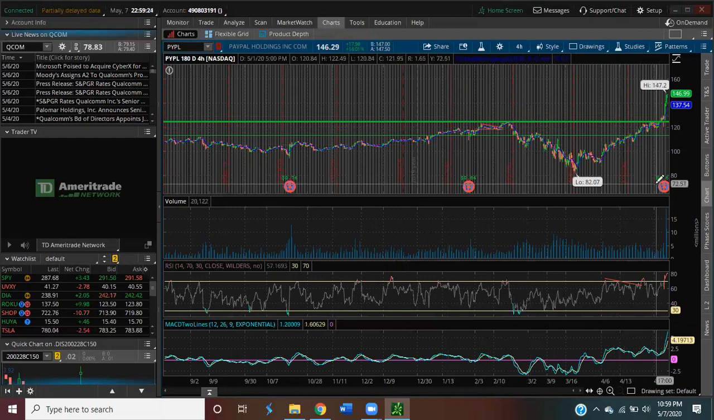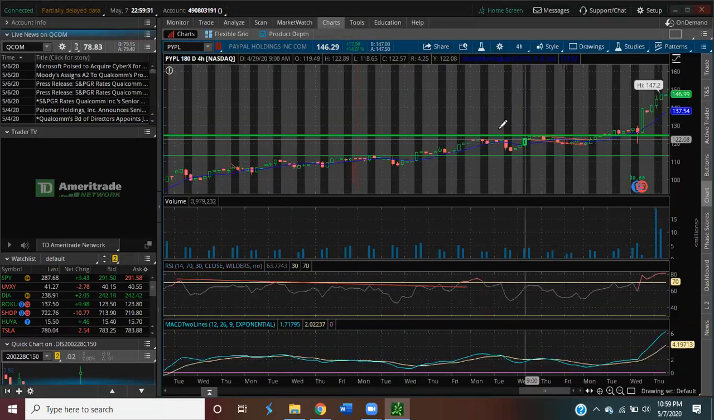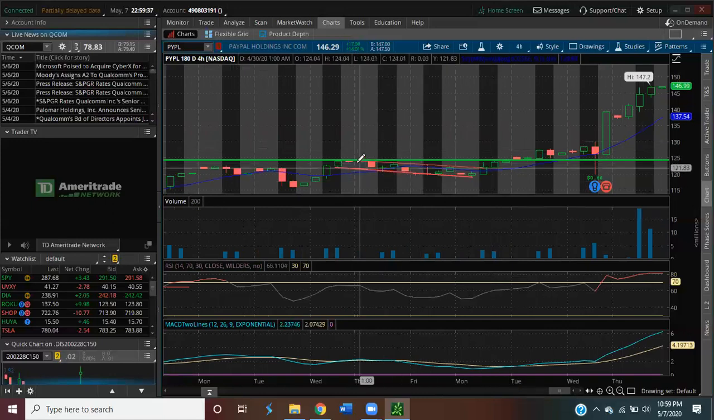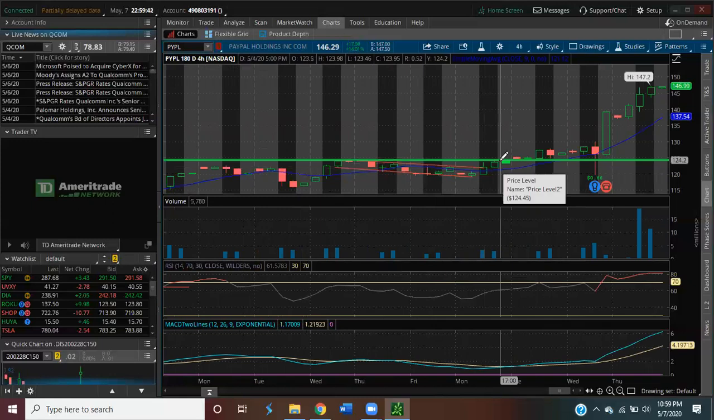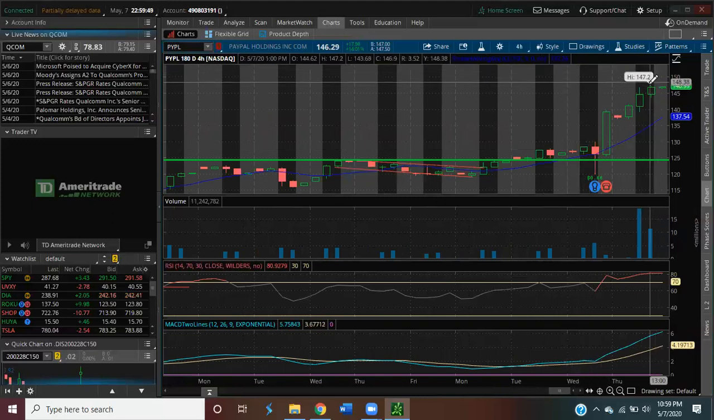You see PayPal here. So I had PayPal the other day, one that I should have kept. I had PayPal on my small account. I got in. PayPal had a bull flag here. When PayPal closed above this bull flag, I got in, and I sold somewhere over here. We see today PayPal shot up to 147. So I was in right here on my small account.